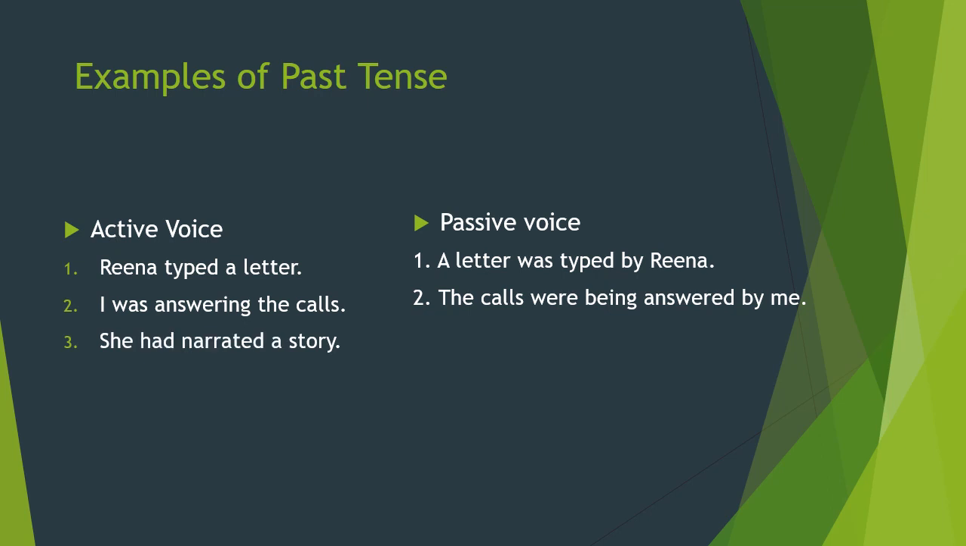Now the third sentence, she had narrated a story. She is the subject, had narrated the verb, a story is the object. Subject and object should be changed. Okay? And the past tense had narrated in passive will become had been narrated. Since it is past tense, there is no change even if it is a singular or a plural. Okay? So the sentence, how it will become? A story had been narrated by her.